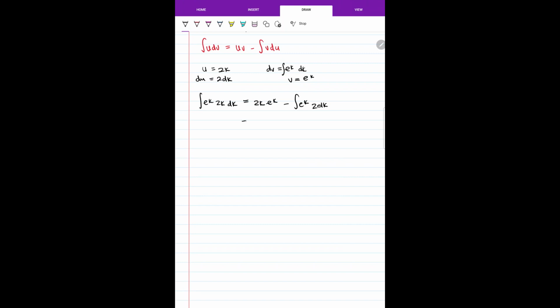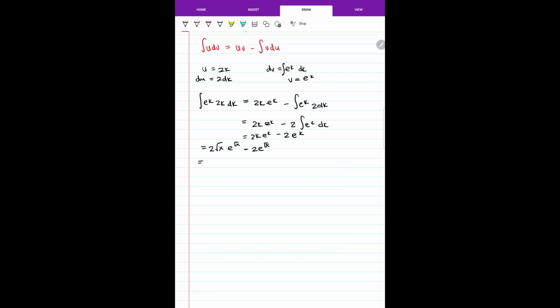Now this is going to be equal to 2k e to the k minus, and we can pull the 2 out so that we get the integral of e to the k dk. And then we know that the integral of e to the k, or e to the x, is just going to be the same thing. Finally, we can sub back in our k, which was root x, so we get 2 root x e to the root x minus 2 e to the root x.